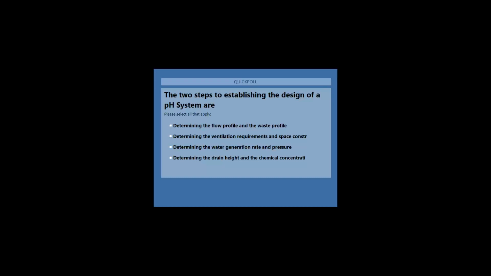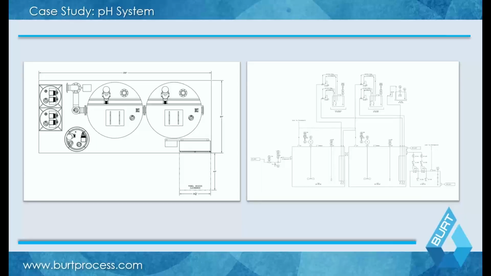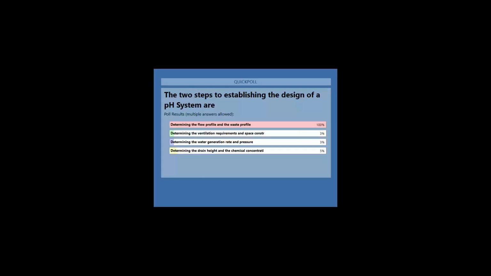All right. So the poll question was, the two steps for establishing design of a pH system are, the answer obviously is determine the flow profile and the waste profile. All the other points are actually somewhat important. Obviously, there are ventilation requirements for any pH neutralization system. Space constraints are important. The height and chemical concentrations utilized, but really when designing the pH system, what you're looking at is the flow and the waste profile in those cases.